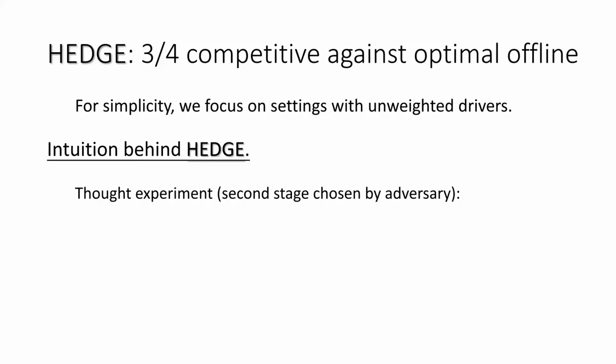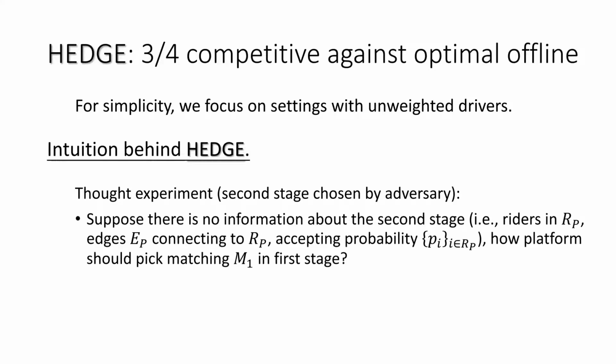To understand this intuition, let's consider the following thought experiment, where instead of assuming that the second stage with RP tilde is generated by a stochastic process, we assume that it is picked by an adversary, which is unknown to the matching algorithm. Because in this case there's no information about the second stage for our algorithm, how should the platform or the algorithm pick the matching in the first stage?